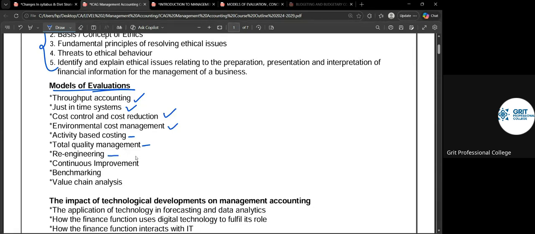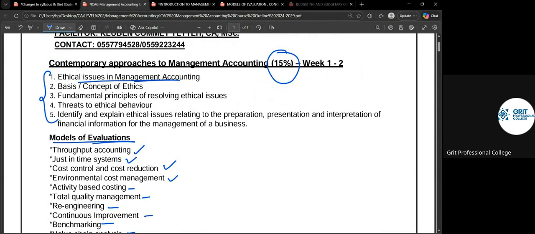Re-engineering, also theory. Continuous improvement, also theory. Benchmarking, theory, and then value chain analysis, also theory. So these basically will form part of the models of evaluation. Now, remember, please, all the things here are what the examiner is saying he could test a part of them and give you 15 marks for it.